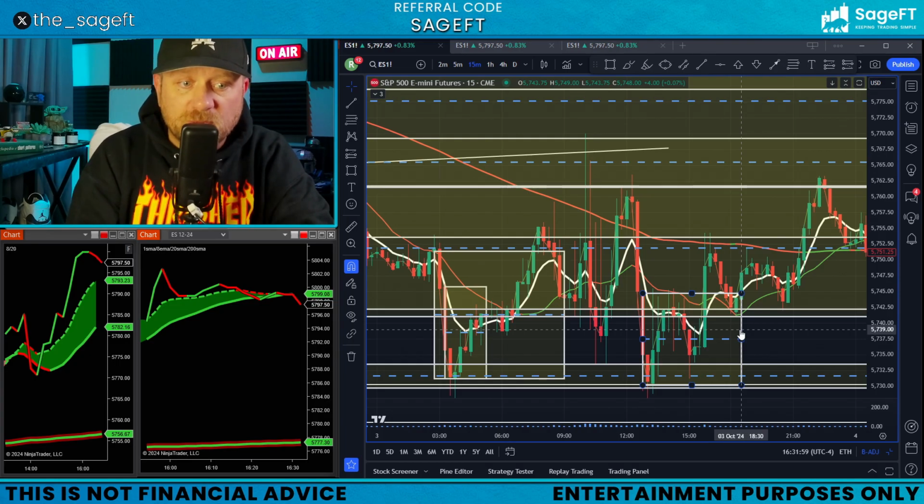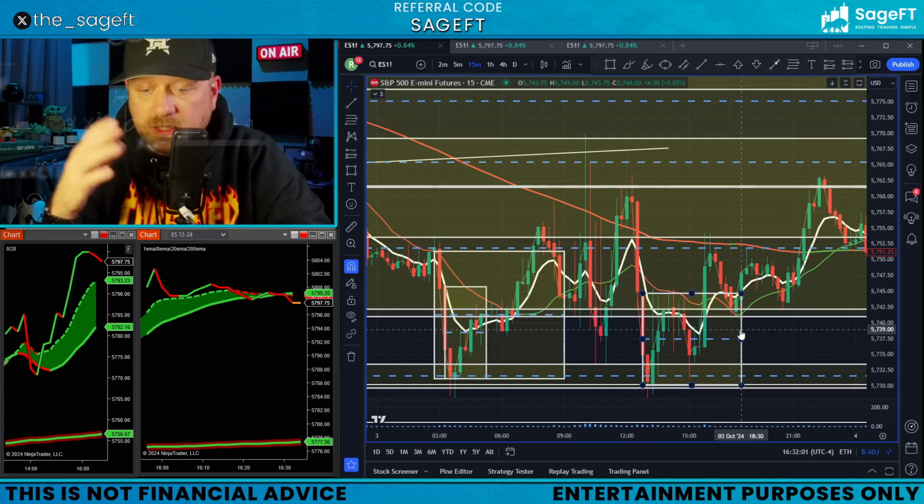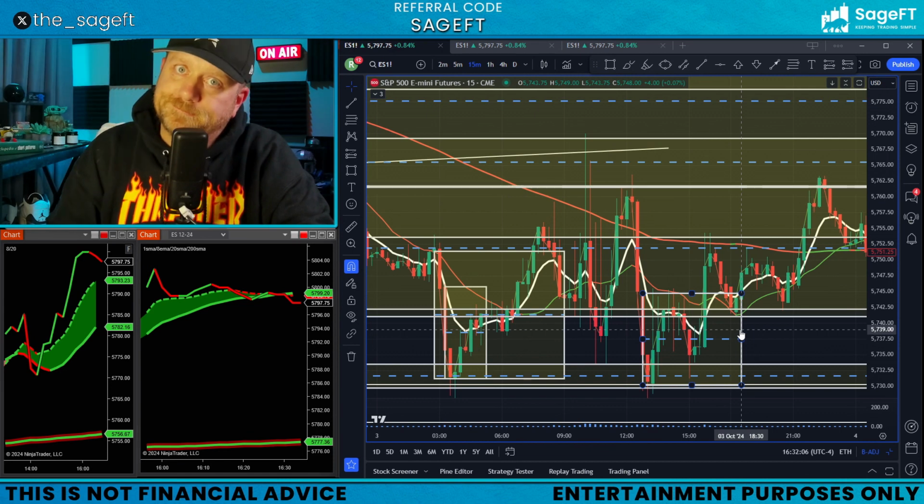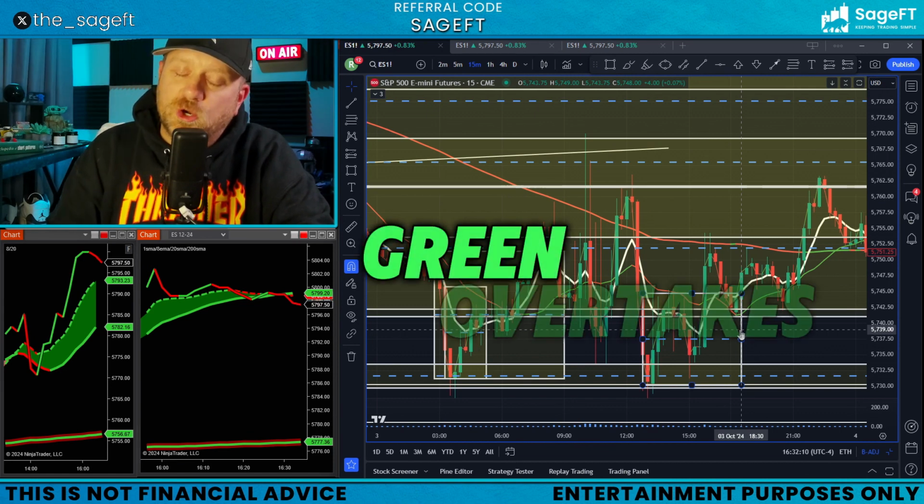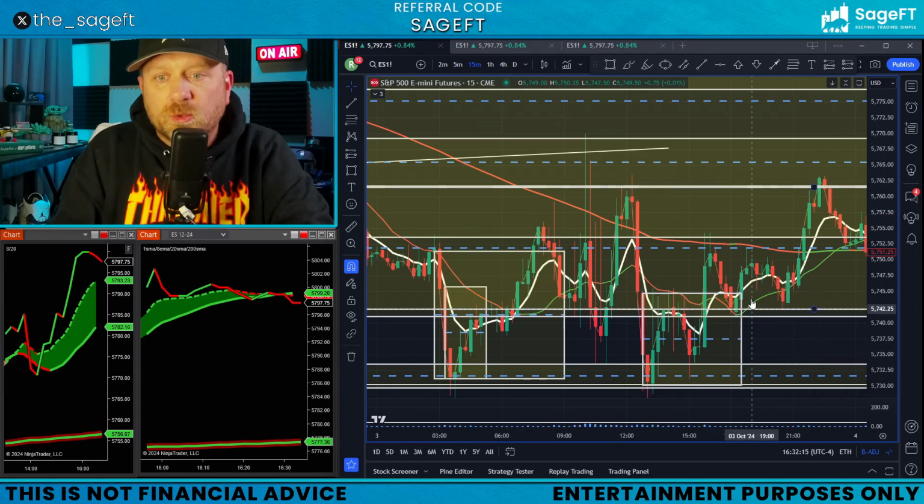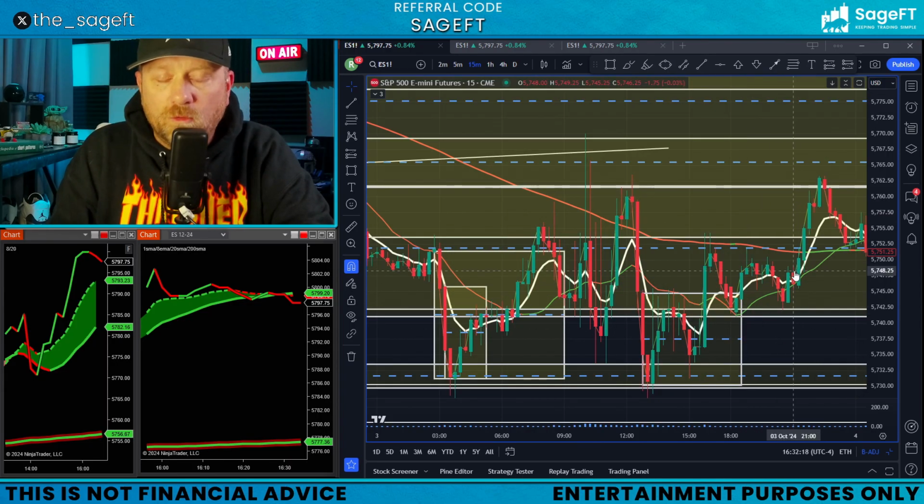I hear a bunch of people saying, oh, Rev's trading out of process. This isn't what he taught me. This is completely different than what's in the game plan. Come on. This is green overtakes red. Stop making this so complicated, please. So what you're going to do is wait for your green overtakes red to enter, whatever your pattern is.